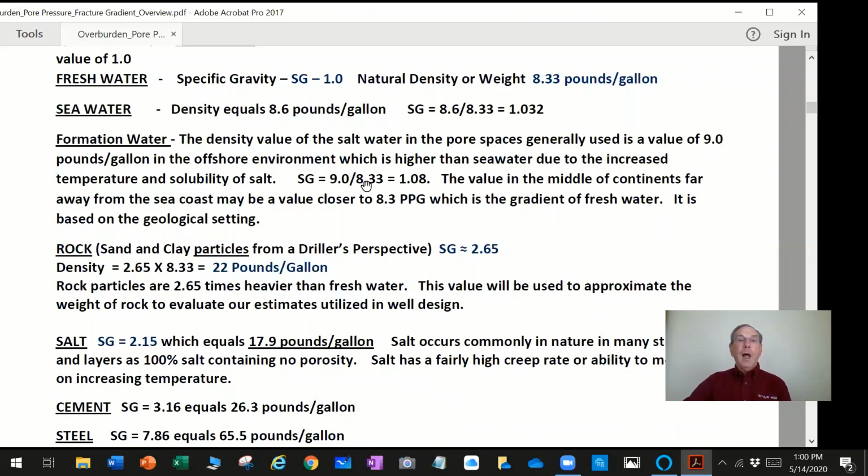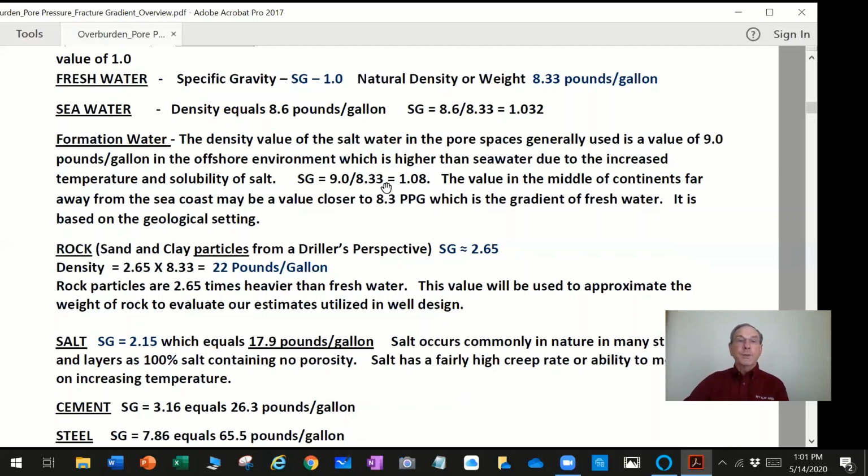Now, rock, if we think about sand and clay particles from a driller's perspective, we can just use the specific gravity value of 2.65. It's not exactly 2.65. It varies a little bit, but it's close enough for doing our work. So the density of rock particles would be 2.65 times 8.33 if we put it in terms of pounds per gallon, which would be 22 pounds per gallon.